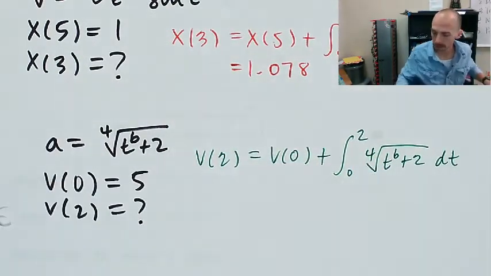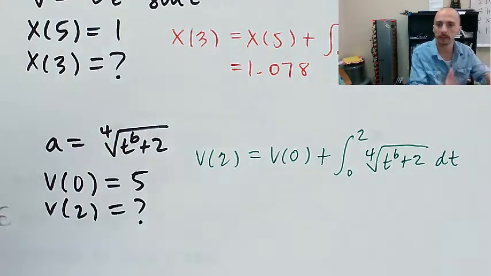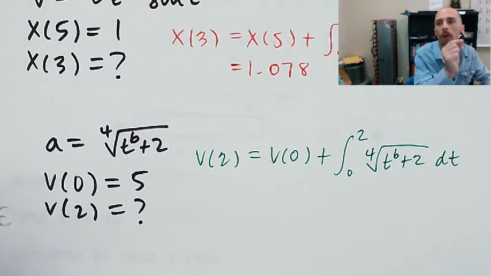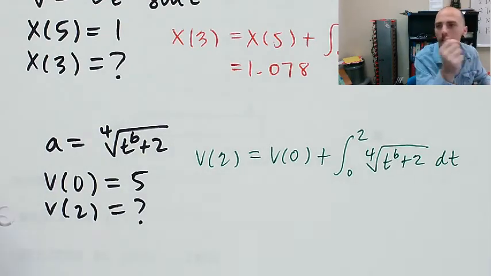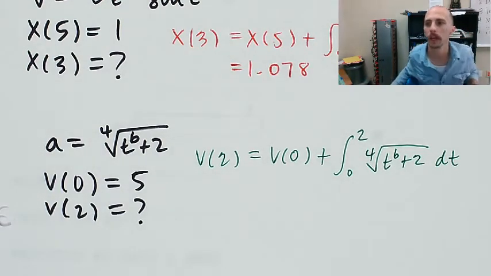Okay, 4th root, I would do that in the calculator by taking t to the 6 plus 2 to the 1/4 power, or the 0.25 power. That's how I would do it. But, again, I'm not going to do it for the sake of time. I'm already at 19 minutes.